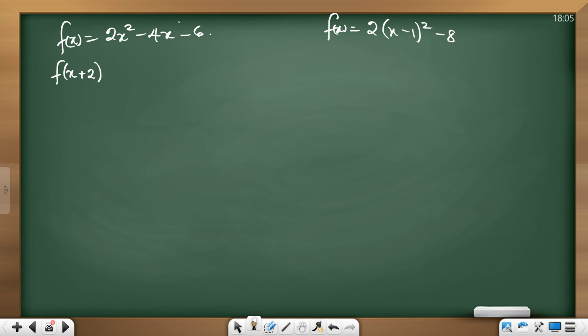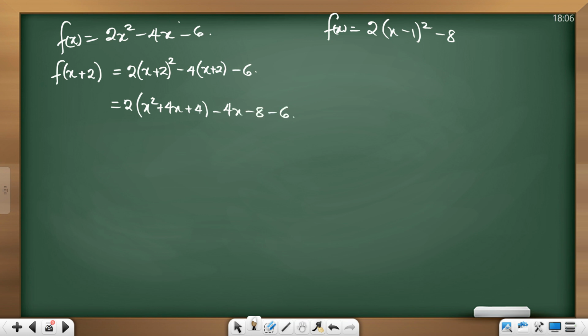Anywhere you see x, we put x plus 2. What will it be? 2 into bracket, x plus 2 squared, minus 4 into bracket, and then you simplify. What are we going to get? 2 into x squared plus 4x plus 4, minus 4x minus 8. Does that make sense? What will this be? 2x squared plus 8x plus 8 minus 4x.